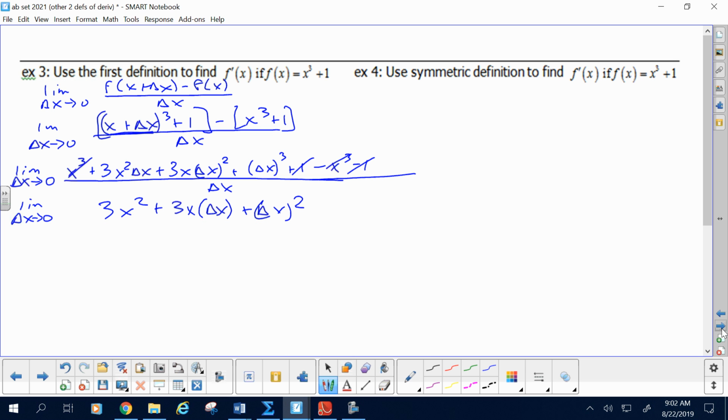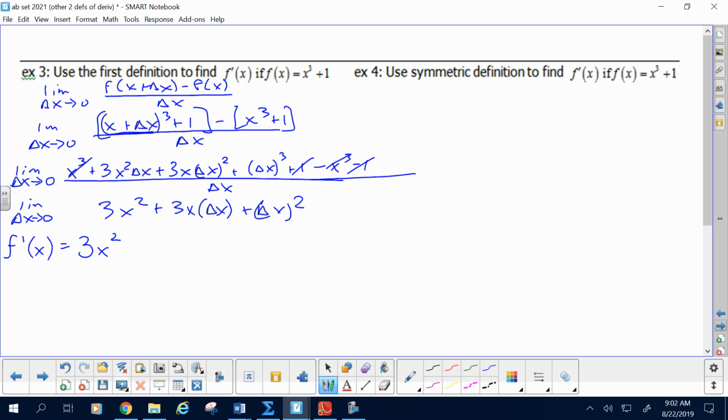Hopefully you saw the x cubed subtracting away and the 1 subtracting away, and then you were able to divide out a delta x, yes? So when you evaluate the limit, what is your derivative? 3x squared, and the label I would attach to that is I just found f prime of x. That is the derivative rule for all x. All right, cool.